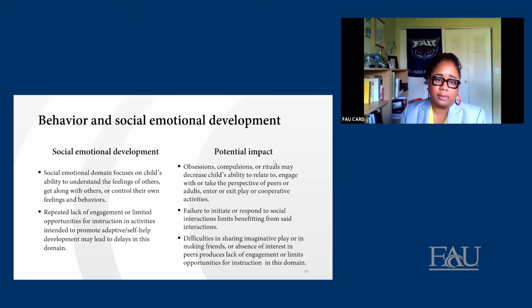Social emotional development can be impacted as well. Social emotional development focuses on a child's ability to understand the feelings of others, to get along with others, and to control their own feelings and behaviors. So persistent, repeated lack of engagement, or limited opportunities for instruction in these areas might impact children who have things like obsessions, compulsions, or rituals.